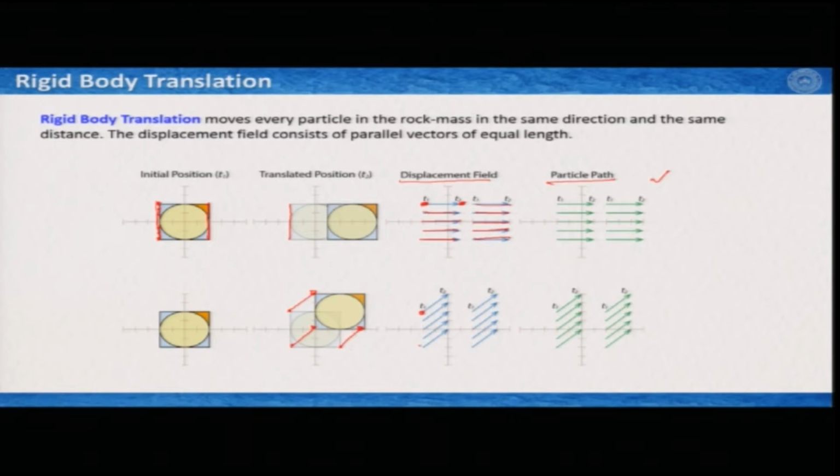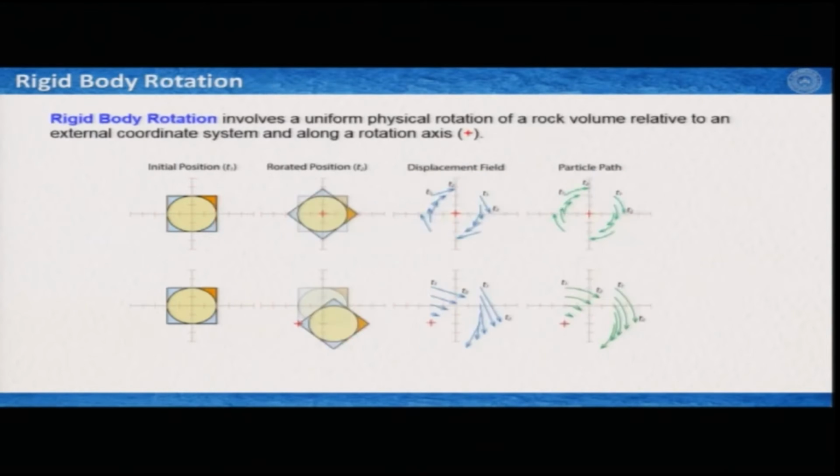So this was your initial point at T1 and this is your end point at T2. So this is how in rigid body translation the displacement field or displacement vectors and particle paths look like. Let's have a look how it works with the rigid body rotation.